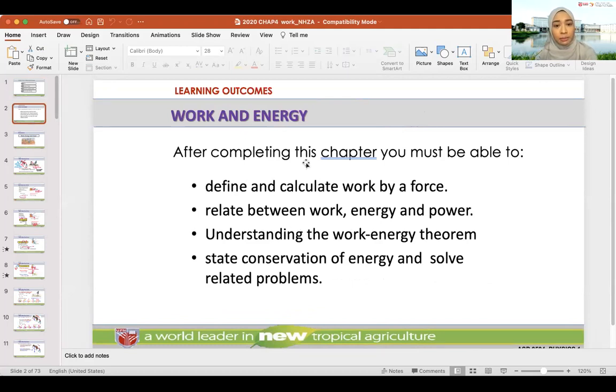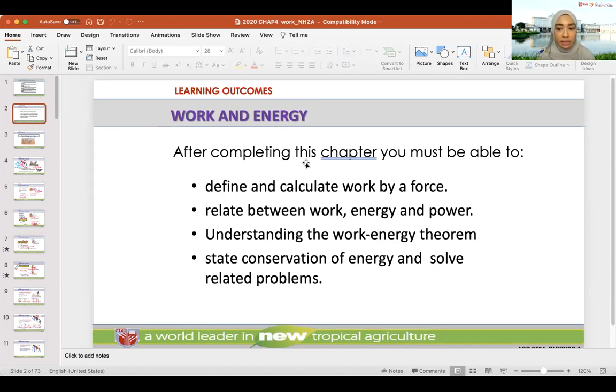So we are talking about chapter 4. Chapter 4 is about work and energy. So ada kaitan tak dengan chapter 3? Of course ada. So kita dah belajar free body diagram and forces in chapter 3. For this chapter, we will apply the free body diagrams and also the forces.